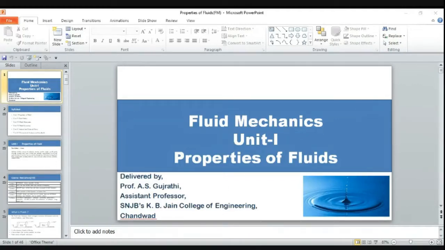So, in our last lecture, we had started with the problems on viscosity. We had seen what Newton's law of viscosity is, and we had solved problems on it. In today's lecture, we will solve one problem and we will see the remaining properties.